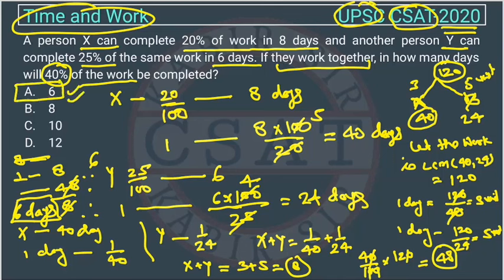See, this was a very easy question. We are not using any very deep concept of time and work here. We are just using the simple unitary method here, right? So you can solve it through here also. You can take the LCM here also, so the LCM here also will come 120, right? So it will be 3 plus 5. So both are the same actually. You can do it any way you like, right?